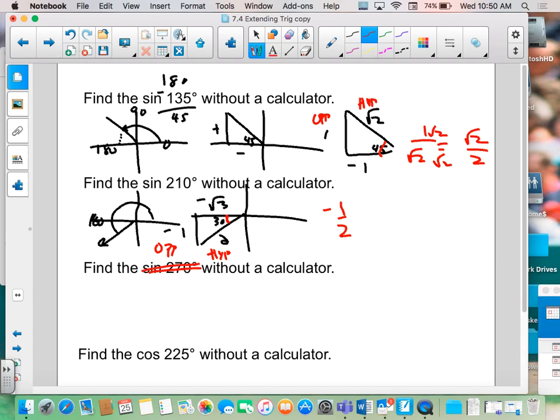Okay, I'm going to skip this one for now, and I'm going to do cosine of 225. 225 is going to take us into that third quadrant again.